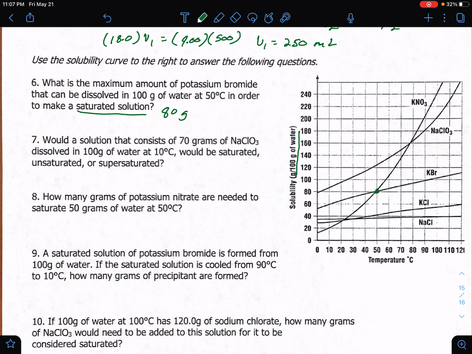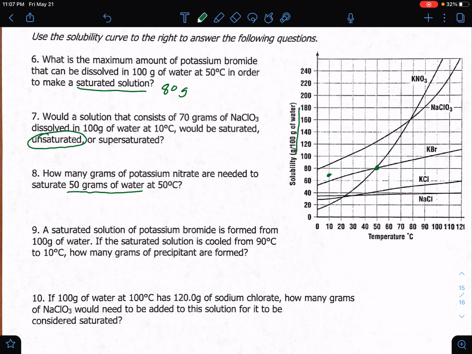8, how many grams of potassium nitrate are needed to saturate 50 grams of water? So watch out for this, 50 grams of water at 50 degrees Celsius. So at 50, I'm going to go up to potassium nitrate, the KNO3 line. So right there, about 80 again. But that's for 100 grams of water. So I want to know 50 grams of water. 50 is half of 100, so take that 80, divide it by 2, and that means I can dissolve 40 grams.